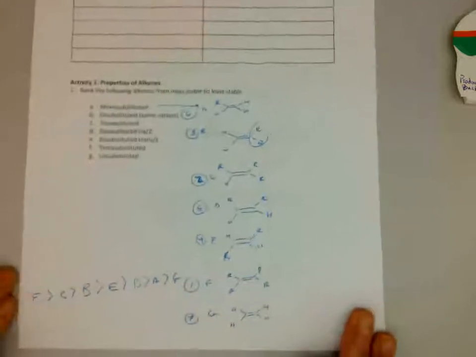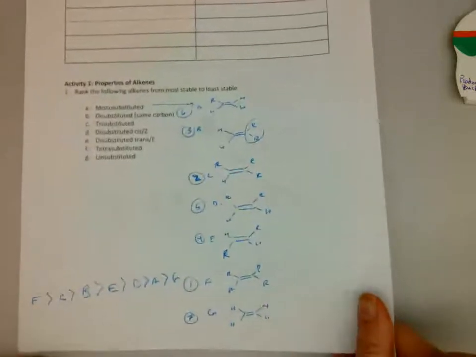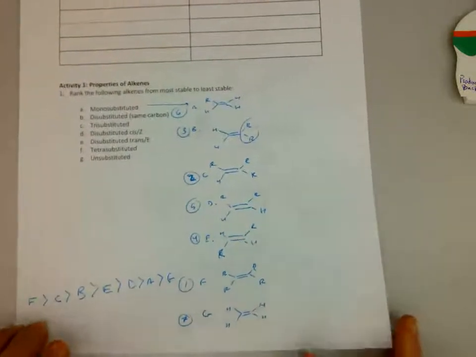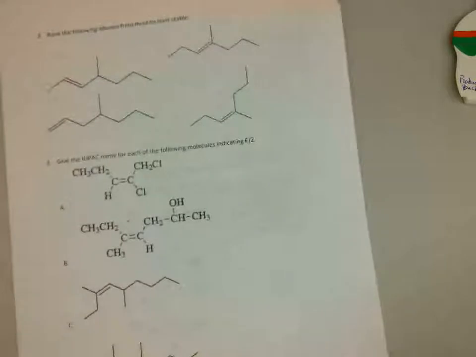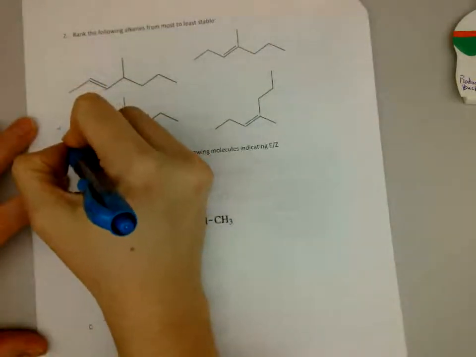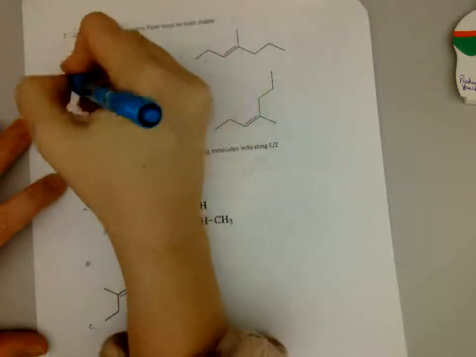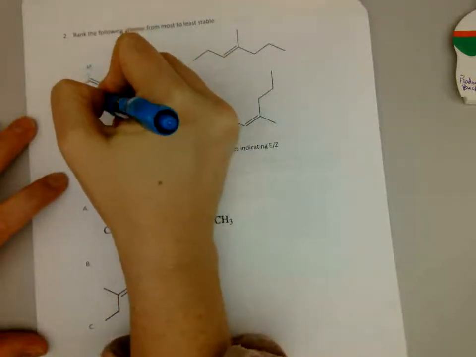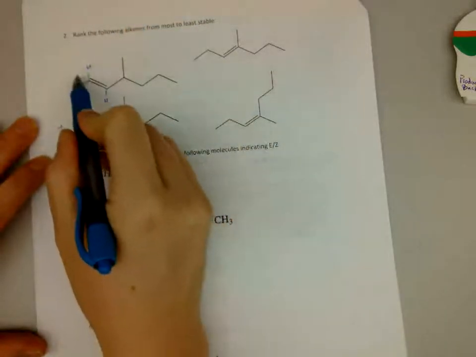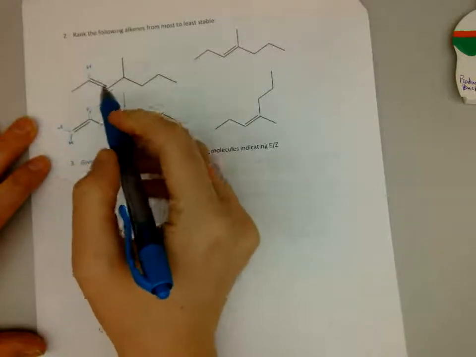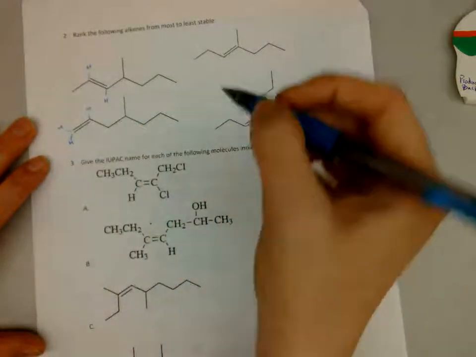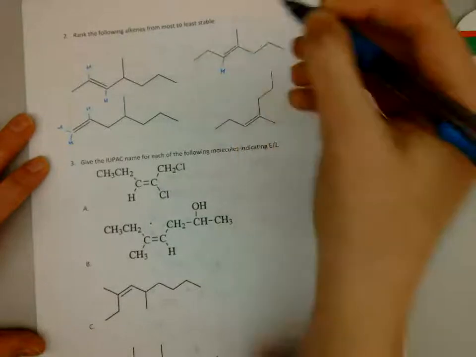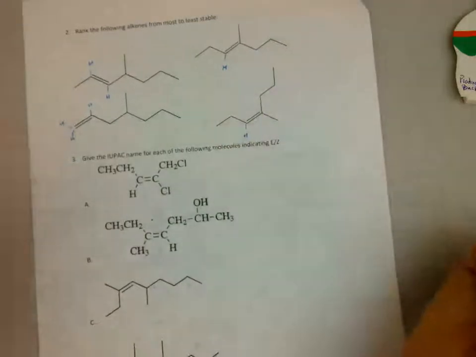Okay, oh sorry, I was off the camera for part of that, but I think you guys probably followed okay. Okay, so now we're ranking the following alkenes from most to least stable. So again, more substituted is more stable. So I actually draw in my hydrogens just because I feel like that makes it easier to see which one's more stable. Like this is only mono substituted because there's 3 hydrogens left, and this is di-substituted because there's 2 hydrogens left. And then this is mono-substituted, and this is mono-substituted.